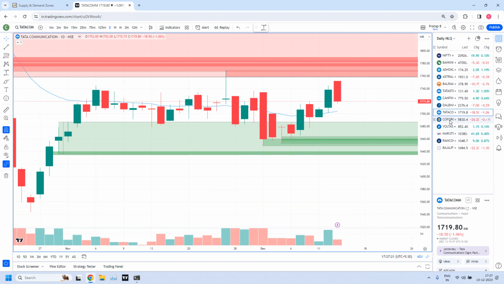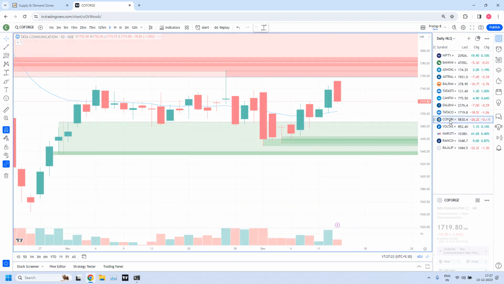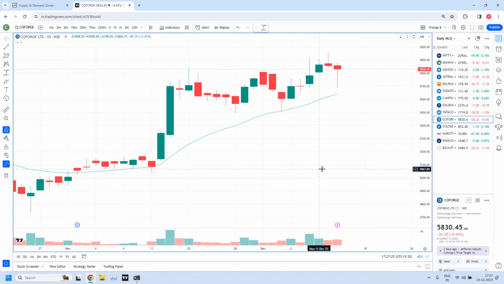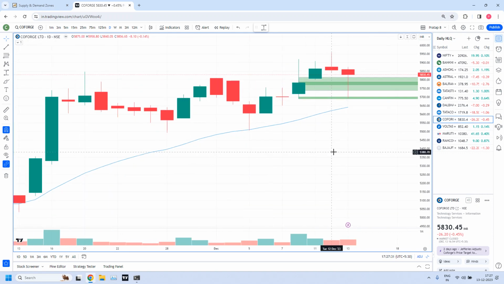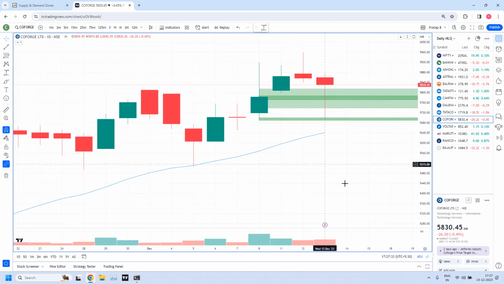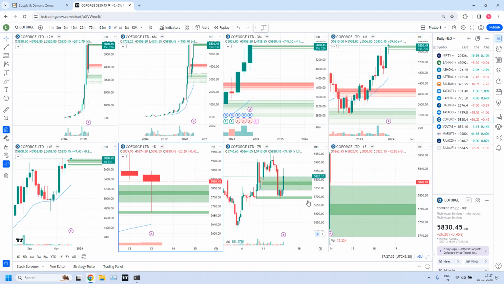And the next one is Coforge. See how easily this zone is violated. I asked you in our Telegram group, what is going to happen to this zone?